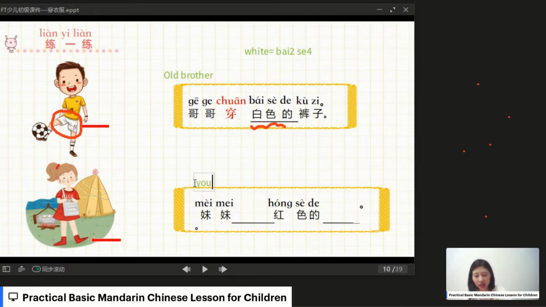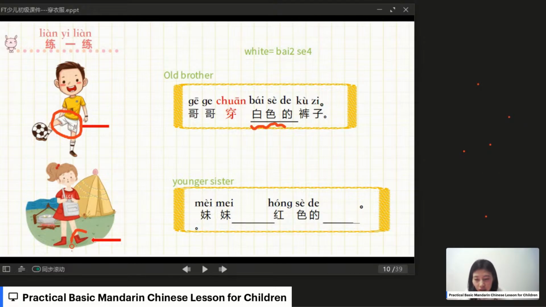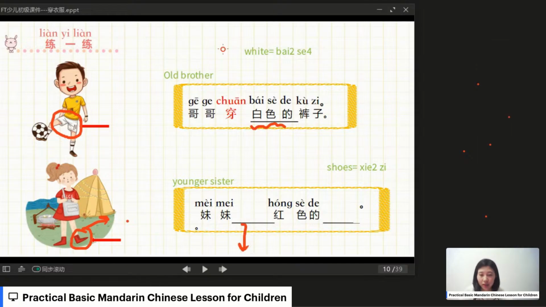here is younger sister. So younger sister, 妹妹, blank 红色的 something. Let's check here. We got the arrow here, so we are going to use this one, the shoes. It should be the red shoes. Shoes in Chinese would be 鞋子. So the red shoes would be 红色的鞋子. We still have one blank here.